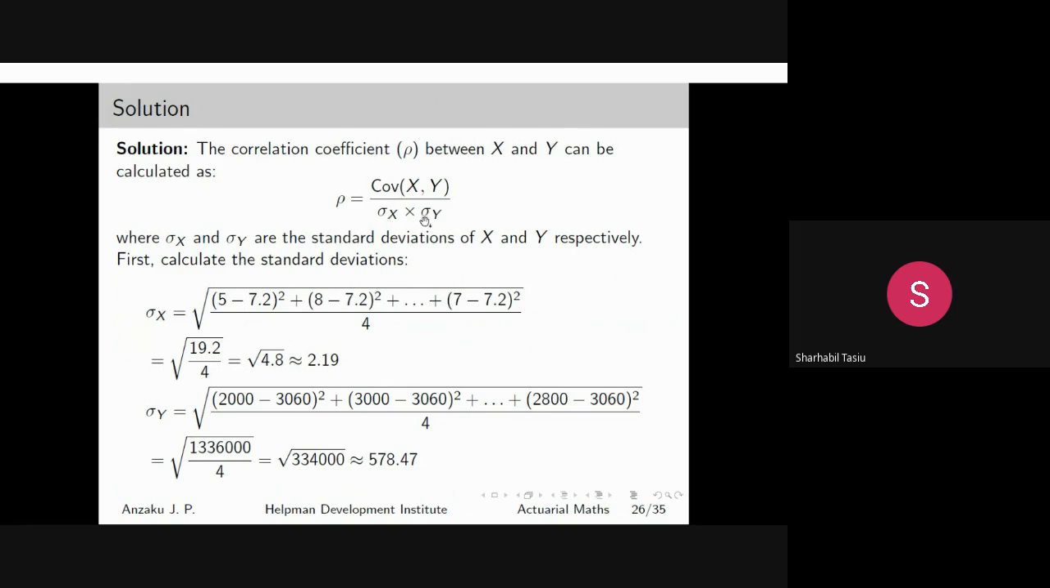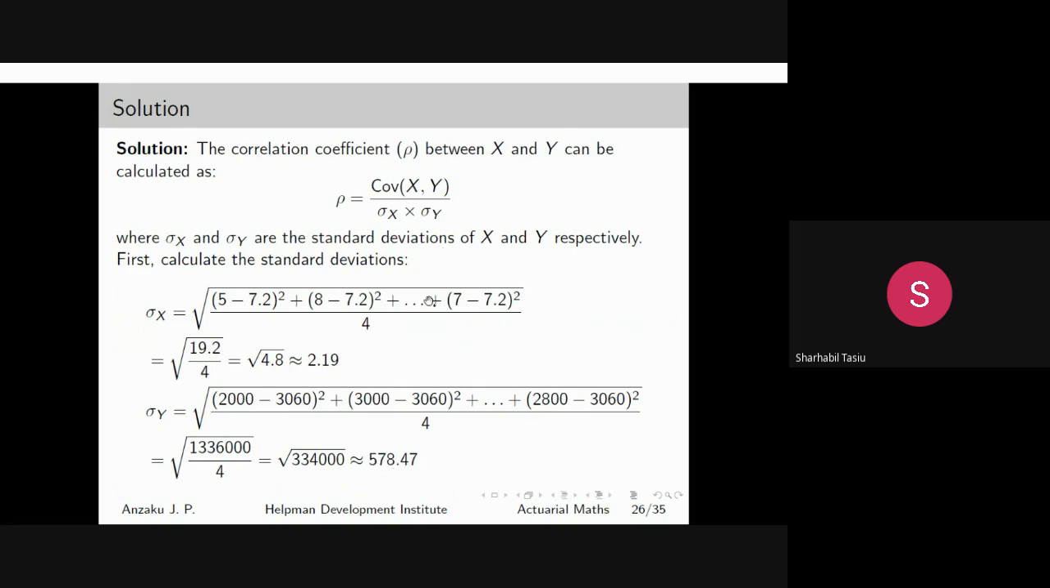The variance of x is given by this value, then the variance of y is given by this value. I'm trying to explain because of those who may watch the video later. So this gives us 2.19 for the variance of x, and then we have 578.47 for the variance of y.